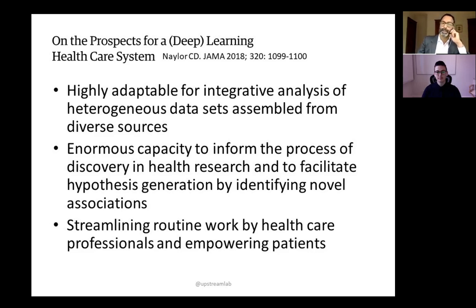So deep learning is highly adaptable and helps integrate data from many different sources. It has the capacity to inform discovery in health research and develop new hypotheses. And also it can be used to streamline work of health professionals as well and learn over time what works better.